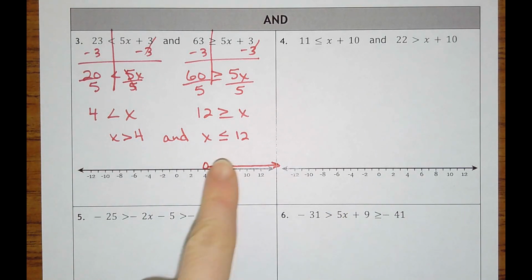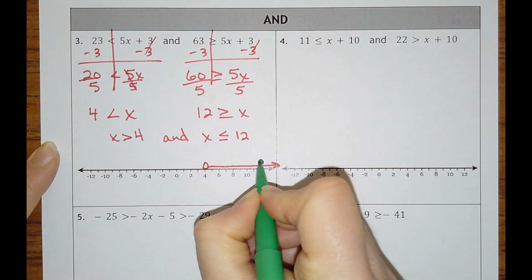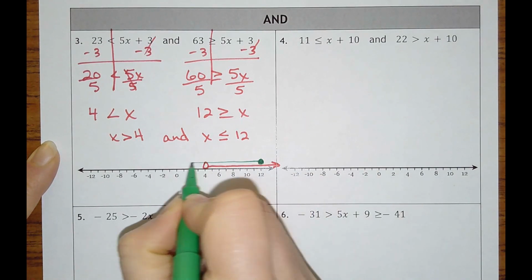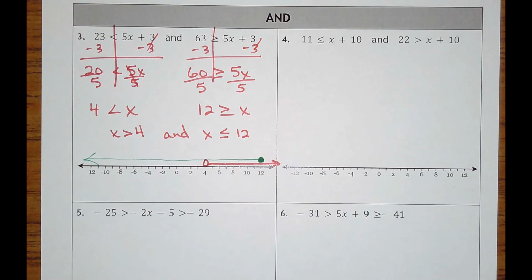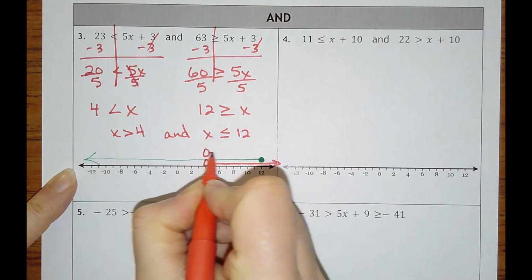Numbers less than or equal to 12 would be 12 with a closed circle, and it would be numbers smaller all the way. But my question is, what part is it where they have both of those things in common? Where are my red and my green overlapping? From 4 to 12. It has to be bigger than 4 and less than or equal to 12. So now it's making a piece, let me float it up, that's like this.